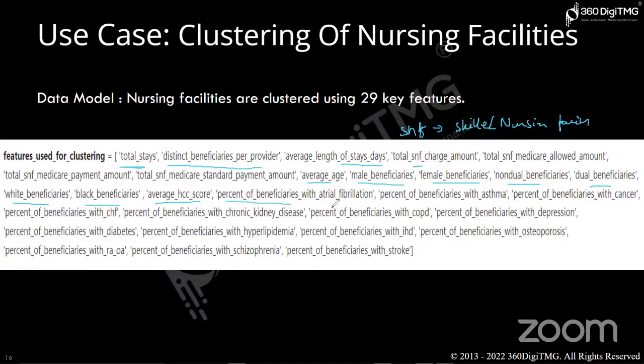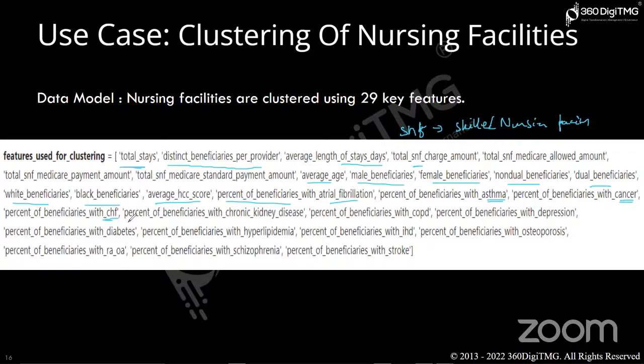Percent of beneficiaries with atrial fibrillation. Atrial fibrillation is an arrhythmia, or irregular heart rhythm. This is a disease. Percent of beneficiaries with asthma, a breathing disease, with cancer, and with CHF. CHF is congestive heart failure, where the heart doesn't pump blood. The heart muscles do not work and do not pump blood. So this is also a heart-related disease.